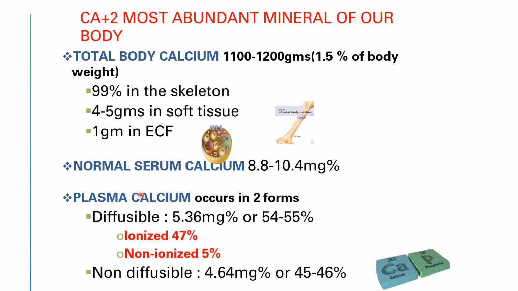Plasma calcium occurs in two forms, diffusible and non-diffusible. The diffusible form is 5.36 milligram percentage or 54 to 55 percent, which again is divided into ionized 47% and non-ionized 5%. The non-diffusible form is 45 to 46 percent or 4.64 milligram percentage. This tight range of variation is very important. It shows its importance in maintaining critical body functions, and it's always regulated in this range of 9 to 11 milligram percentage.